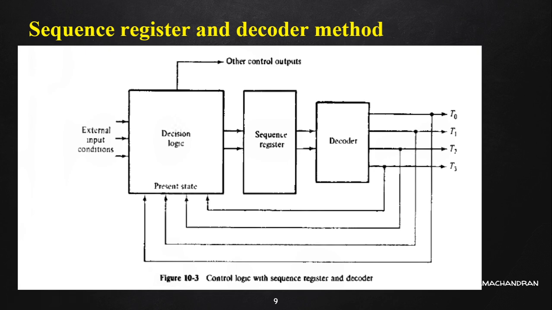Okay, and one more thing: if this decision logic wants to activate some other conditional statement other than the 16 different states possible with this decoder, then it can separately activate it using this control output line. Without using this decoder and sequence register combination or circuitry, the decision logic can generate some other control signals using this external output line.